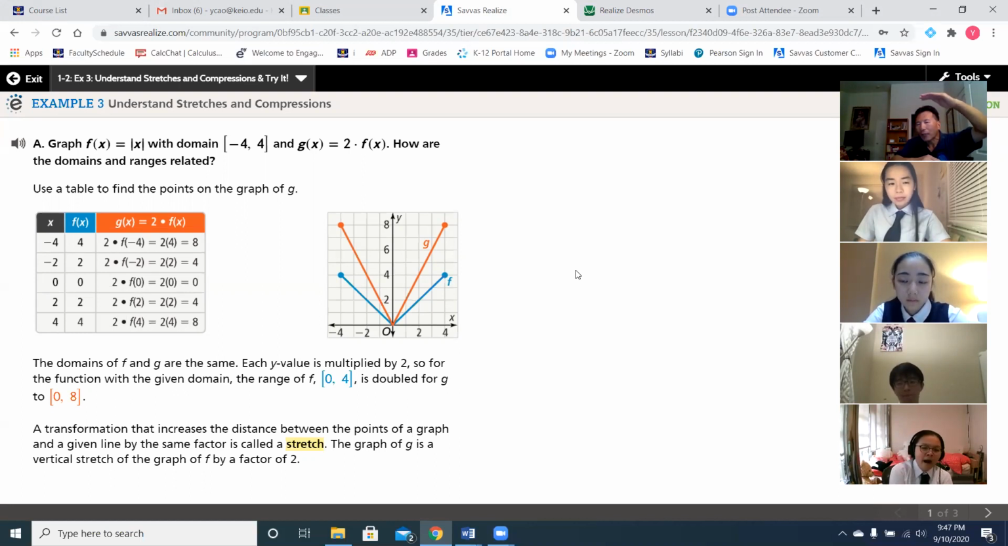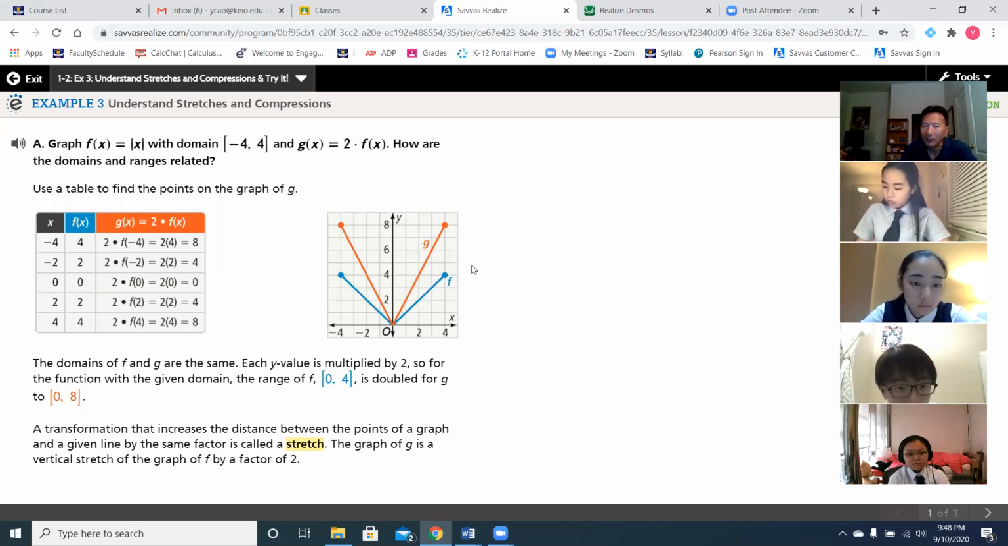We call that stretch. Stretch it by how much? By twice, or you can say stretch it by a factor of 2, because the original is like that one. Multiply to everything, pull up by twice. So that's what we got for the graph. So that's the first one.